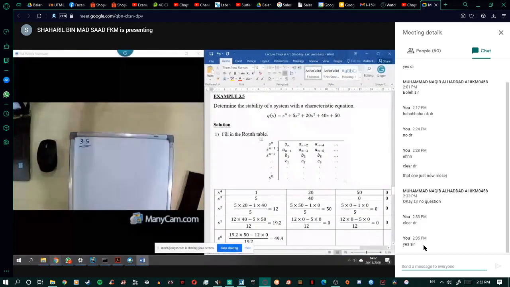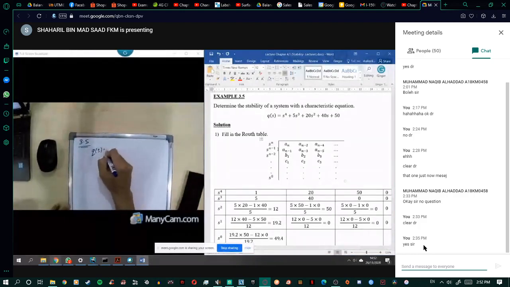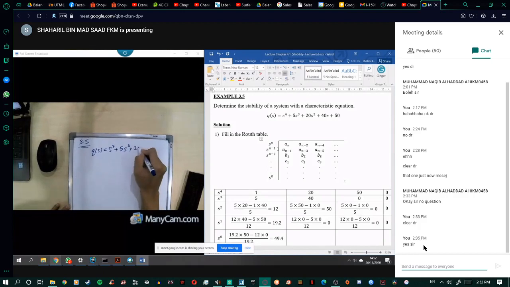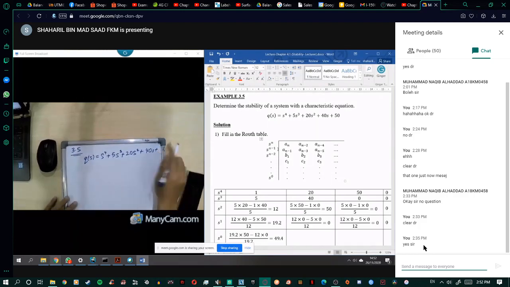That's why I told you this topic will involve a lot of mathematical equations and calculation. s to the power of 4 plus 5s cubed plus 20s squared plus 40s plus 50.